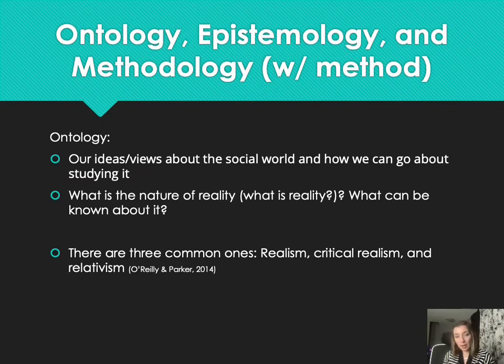So there are three common ones. Realism says, okay, there's only one type of reality. It's the objective reality. I don't care about anything else. Reality is objective, objective versus subjective.